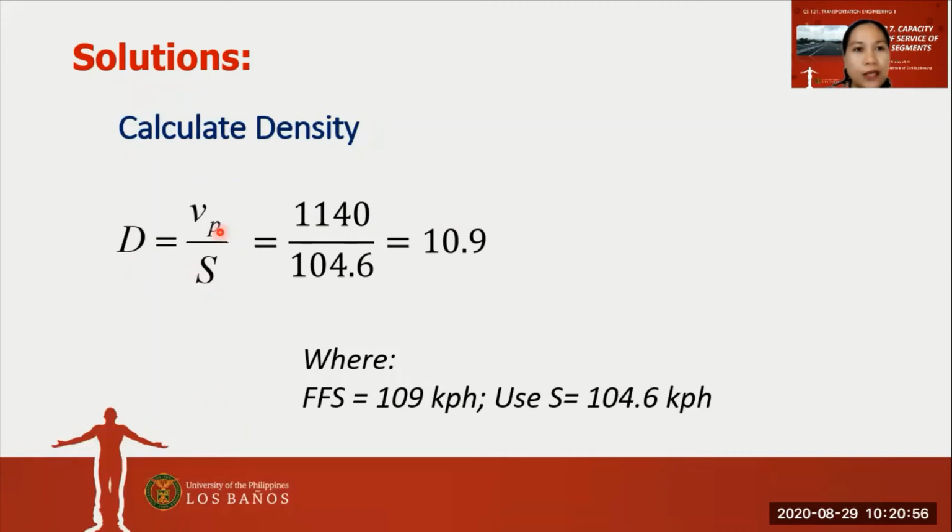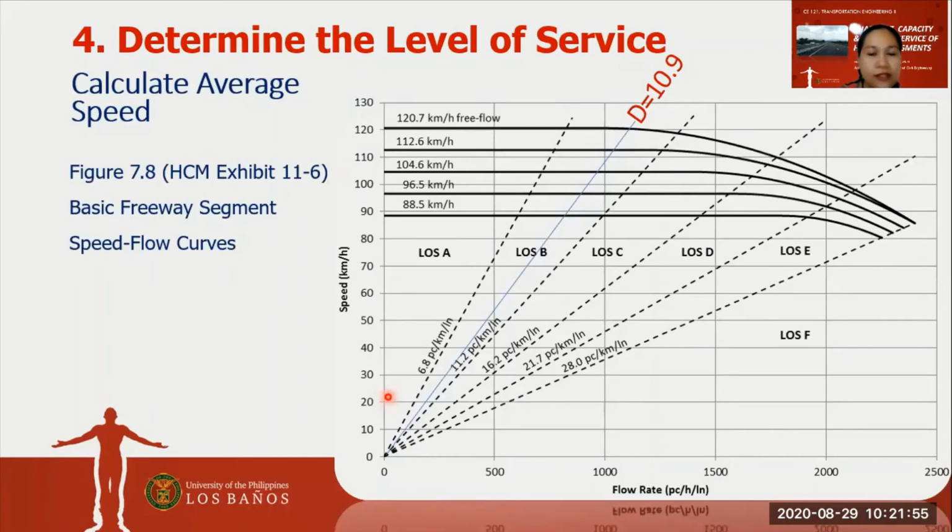And then next is we calculate the density which we will need in finally determining the level of service of the freeway. So using this formula, density is equal to the flow rate over the average speed. Since we have calculated the flow rate, which is equal to 1,140, now our next concern is what is S, average speed. So this is based from the free flow speed that we have calculated in our second step. So in that step, we found that the FFS is equal to 109 kilometers per hour. So based from this, we need to look at the table or the chart, which I will show you in the next slide. So let me just move on to this chart first.